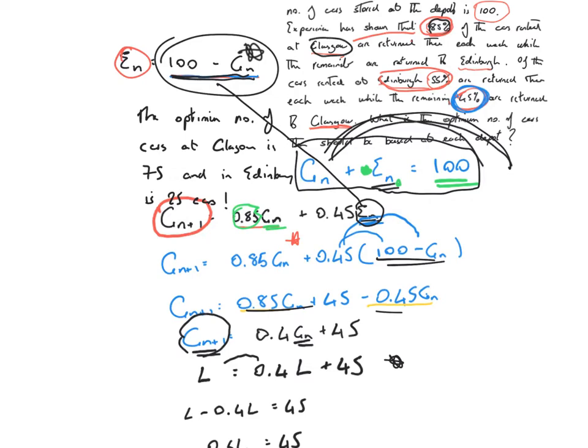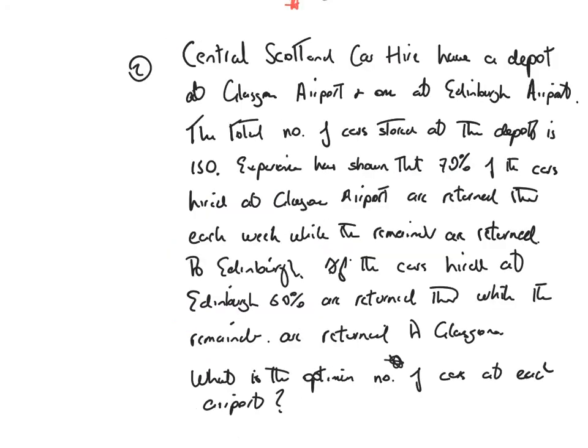Let's try a second example. Okay, let's try another one which is similar. Central Scotland Car Hire have a depot at Glasgow Airport and one at Edinburgh. Total number of cars is 150. Experience has shown that 70% of the cars hired at Glasgow go back to Glasgow. The remainder go to Edinburgh. Of the cars hired at Edinburgh, 60% go back to Edinburgh and the rest go to Glasgow. What's the optimum number of cars?